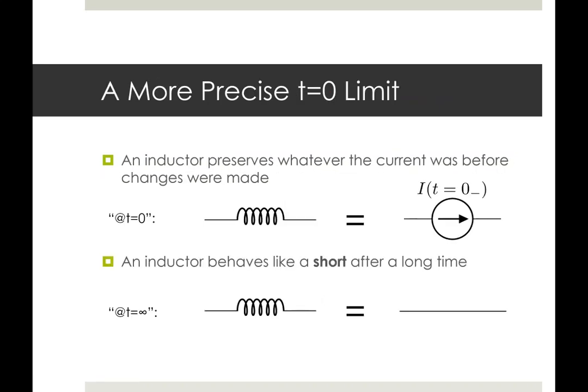Okay, so we've seen that maybe our idea of treating the inductor like a brake is not quite correct. What's maybe a little better is to treat it like this current-preserving object that will always force the current to stay exactly where it was right before any switches were closed. But the t equals infinity behavior is still good. It still looks like a short after a long time.